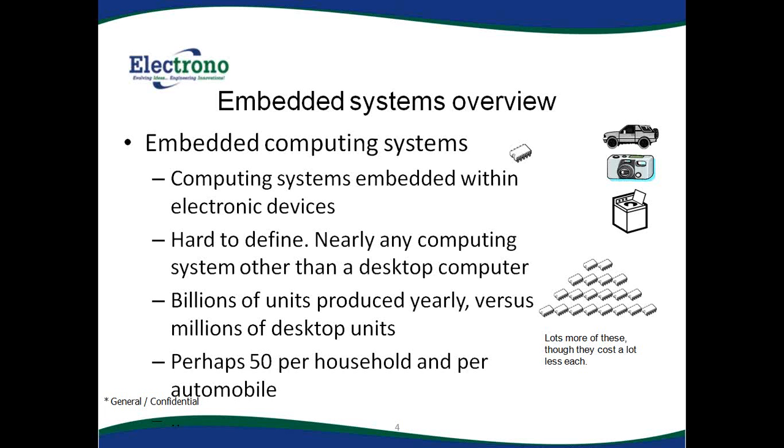So here we have given some statistics about the number of embedded system units produced versus the number of desktop units produced yearly. You can see that the ratio is almost 100 times. If I'm producing one desktop unit per year, there are 100 units of embedded systems produced every year.